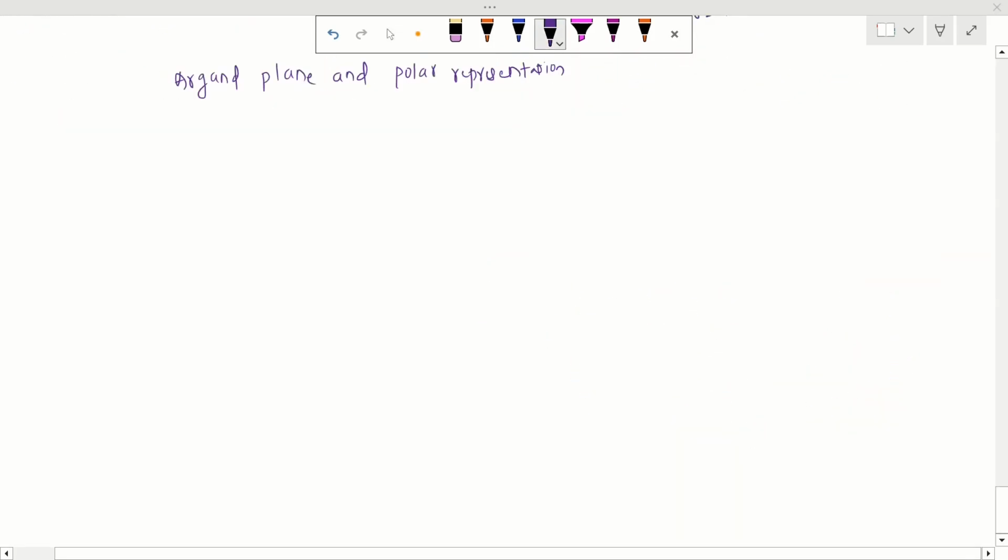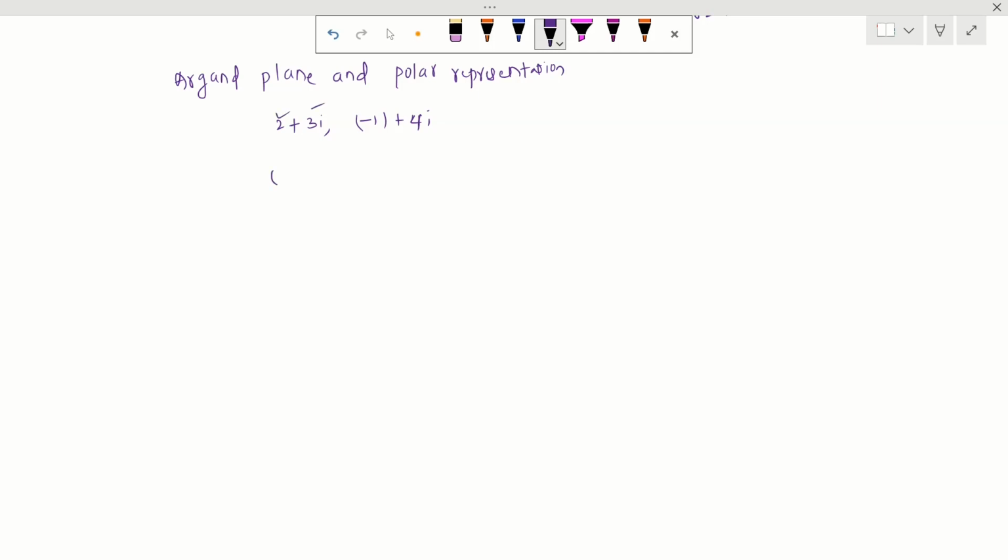Okay, after solving exercise 4.1, a small portion remains in chapter 4, that is the Argand plane and polar representations. What is the meaning of this? Generally we write complex numbers like 2 plus 3i, minus 1 plus 4i. These will be represented in the form of coordinates. x is the real value and y is the imaginary value, so I am writing x comma y. Here x is 2 and y is 3, and here it is minus 1 comma 4. These I am presenting as coordinates.